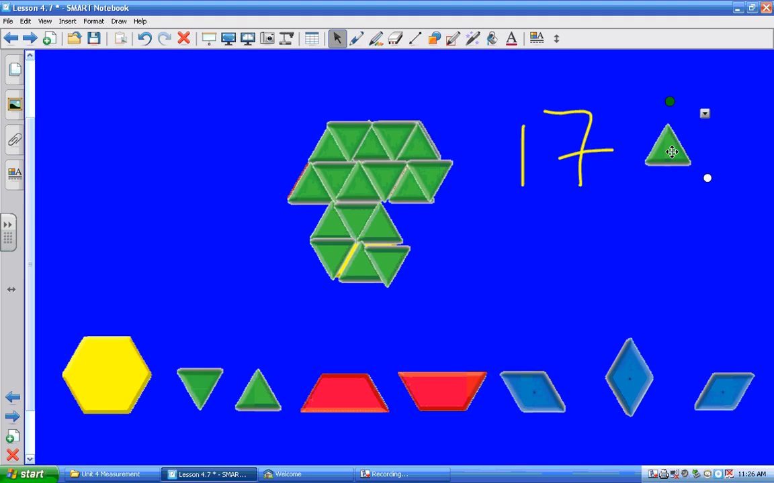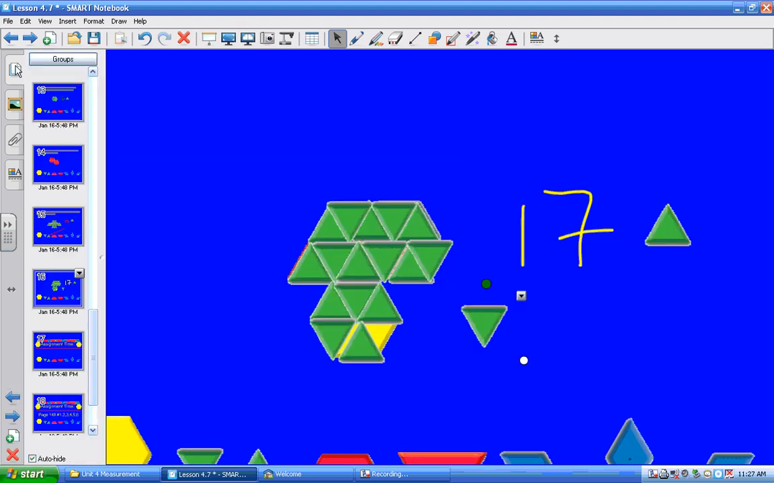Okay, so let's take a look. What is a unit? Who can tell me? Yes, Brian. What is the unit when we're doing an area? Yes. The shape that you're using to cover something. Okay? What is the area? The shape that you're covering, yeah, but the area is how many of those you count, right?